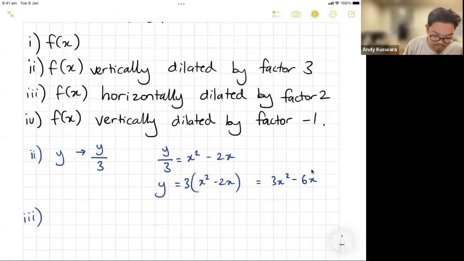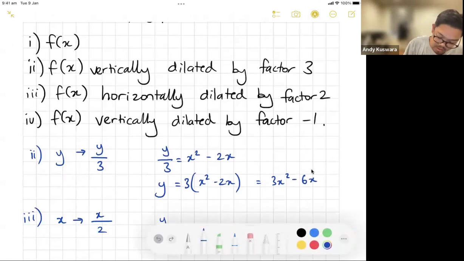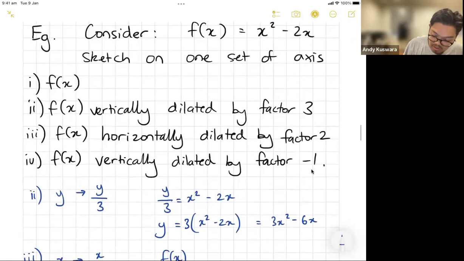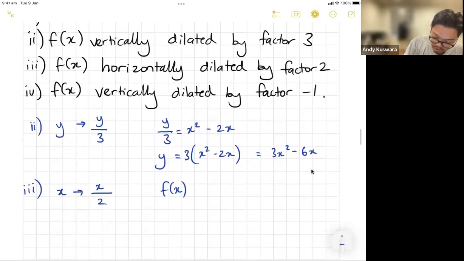For this third one here, horizontally dilated means I change my x to my x on my dilation. So in this case, it becomes x on 2. Okay, so that means my y, or my f(x), if I really want to, and again, go to my original function, x squared minus 2x. Instead of x, I'm going to write x on 2.